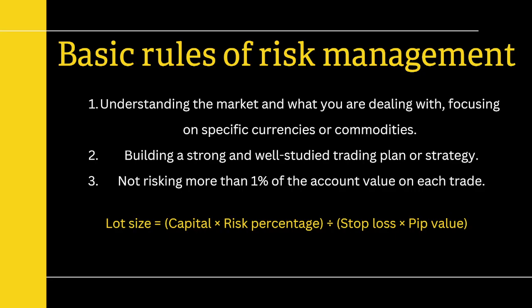The last thing I wanted to say is the formula for managing risk and allocating the risk size. The formula you need to calculate the lot size is: lot size equals capital, so the amount of capital you have, times the risk percentage, the amount of risk. So for example, in my case, I use 1%. Then you divide this number by the stop loss amount times the pip value. This will give you the lot size you need to enter the trade and risk 1% of your account.